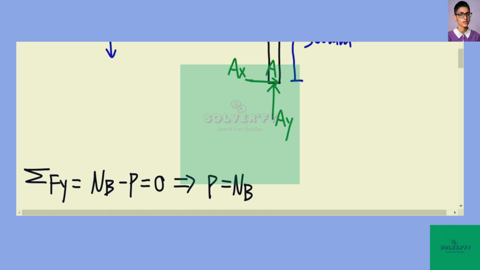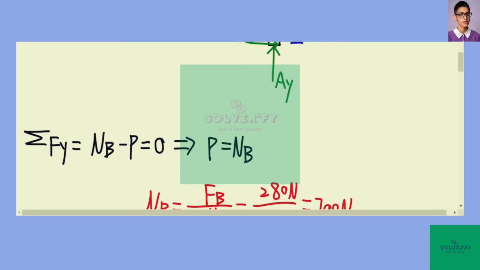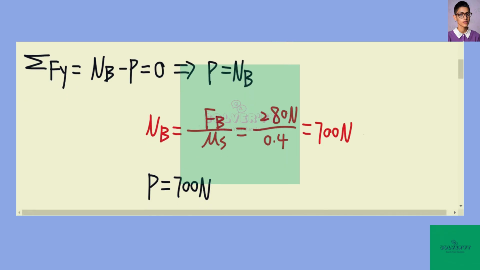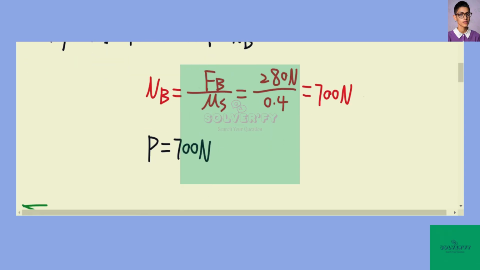So we have the net force along the y direction is equal to NB minus P. So we have force P is equal to NB. Since we consider the friction at point B is static friction, therefore we have NB is equal to FB over mu s, which is equal to 280 Newton over 0.4, and this is equal to 700 Newton. Therefore, I have a force P is equal to 700 Newton. So force P equal to 700 Newton is the smallest value for the force P.